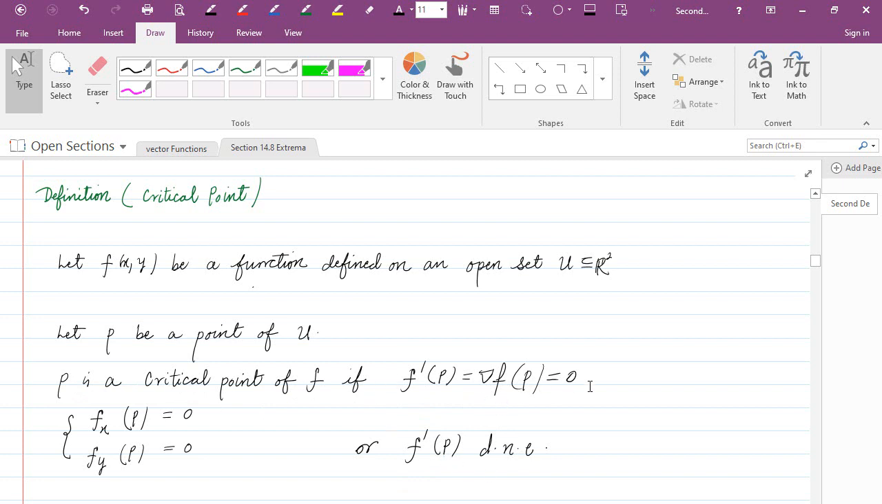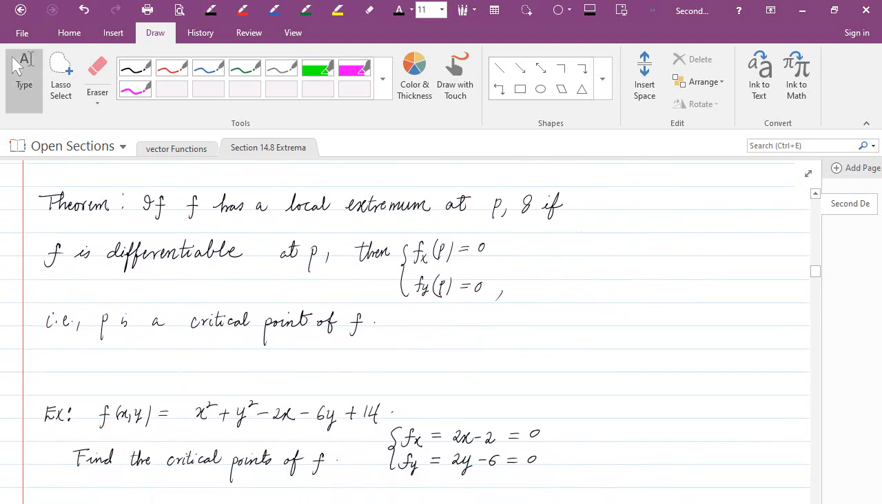Now the gradient is 0 simply means that the partials of f at P are equal to 0. So basically, critical points are points where the gradient is undefined, or the gradient is zero. In other words, where the partials are zero.